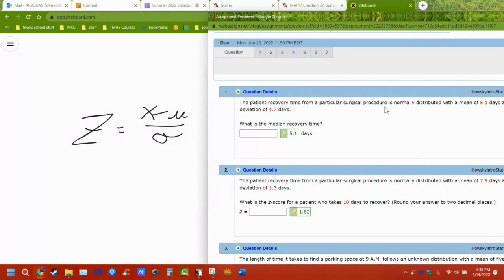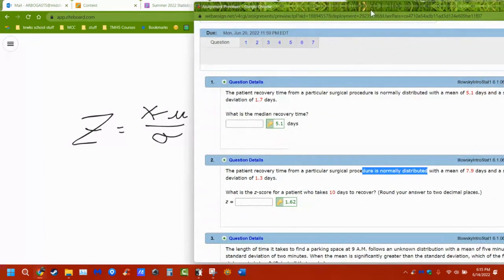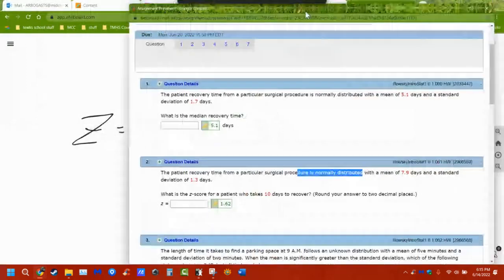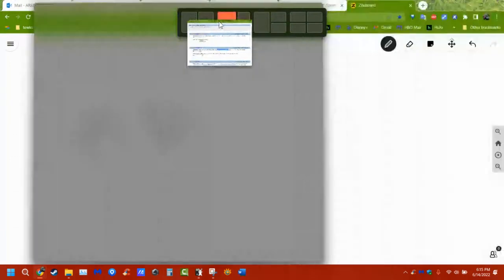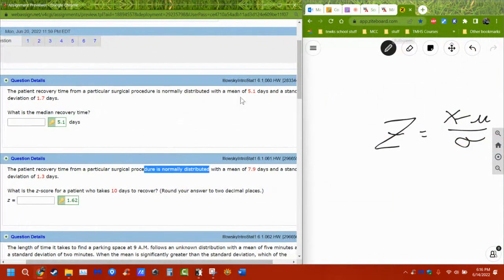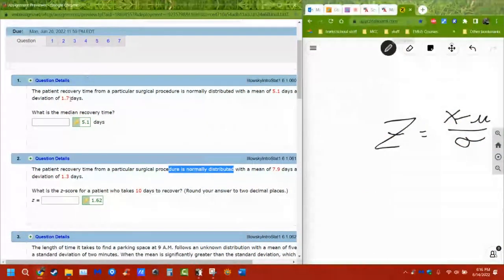So we use this formula to find that. Here we have recovery time is normally distributed. They're all going to say that they're normally distributed in this chapter, because otherwise they can't use it. It doesn't work if it's not normally distributed. So the mean is 5.1 days. The standard deviation is 1.7 days.